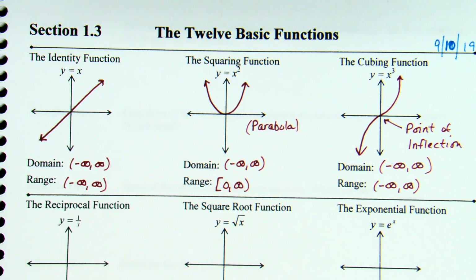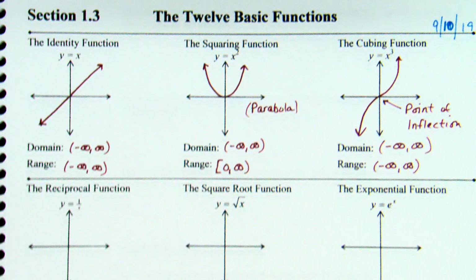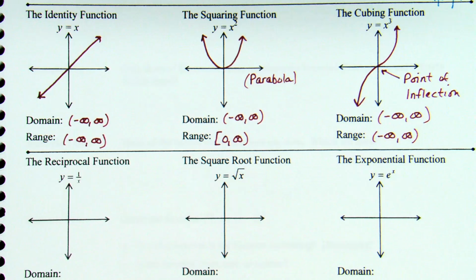Okay, so that's row 1. Identity, squaring, cubing. Start memorizing. I'll be honest, I kind of memorize these based on where they're at in my page. That's what I kind of do. So, that's top row. You ready for row 2?